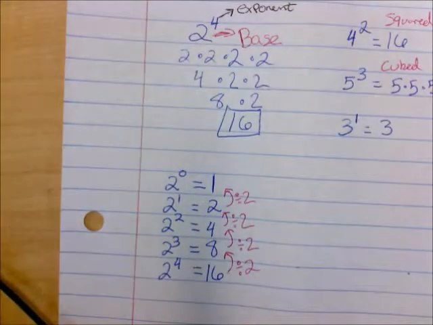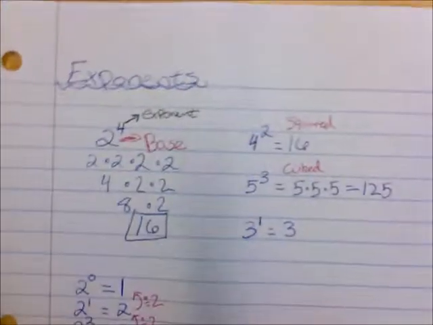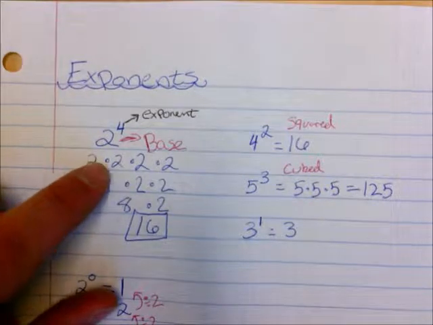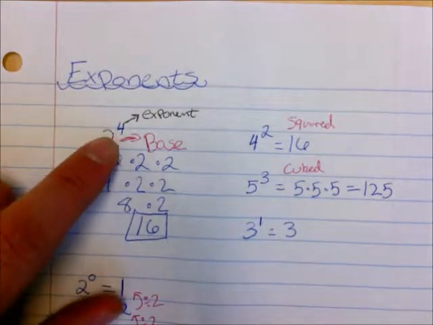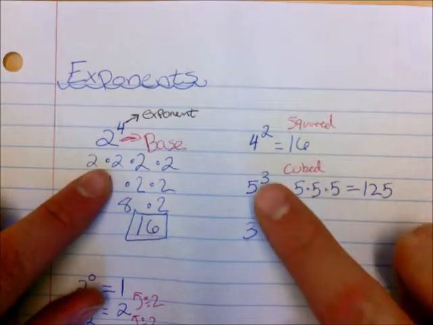So hopefully this lesson about exponents was helpful. The big thing: base, exponent, I am multiplying by itself. I am not multiplying these two together. Then we say squared over here and cubed for the 3.